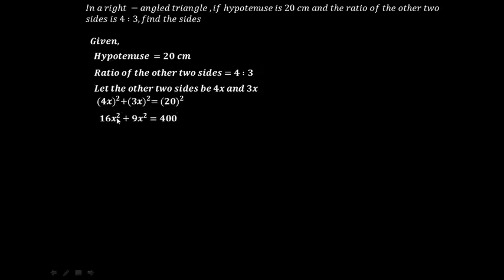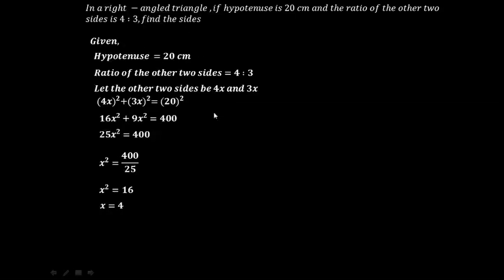4 4s are 16x square plus 3 3s are 9x square is equal to 20 into 20 is 400. 16x square plus 9x square is equal to 25x square, which is equal to 400. Now x square is equal to 400 divided by 25. So 400 divided by 25 is equal to 16. That means x is equal to 4.